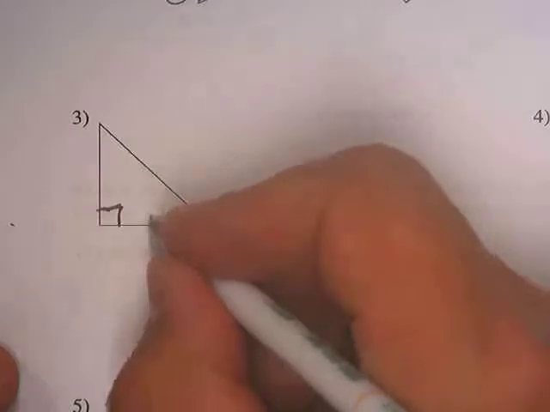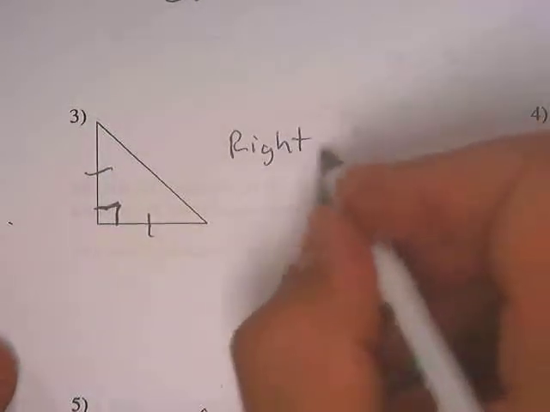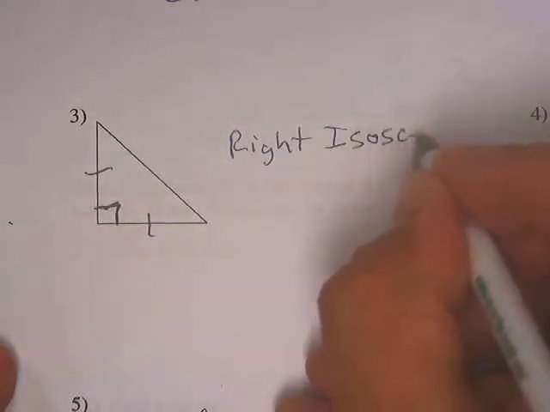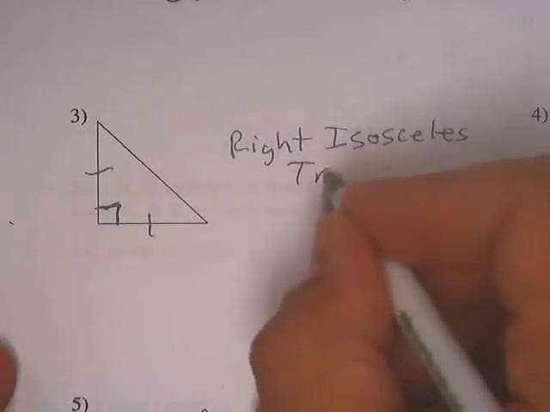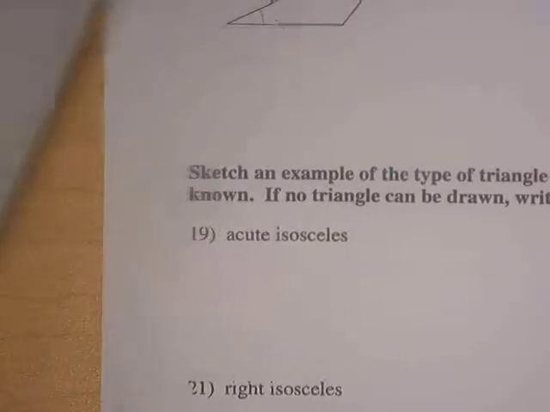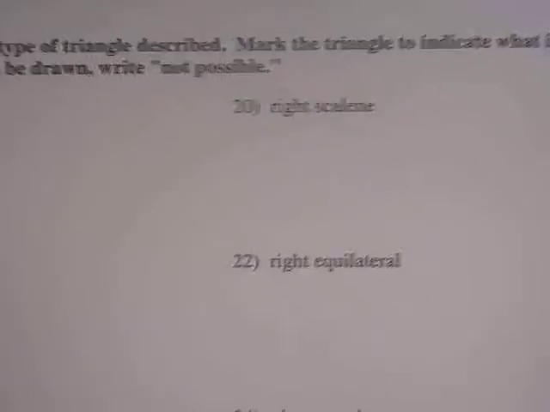Okay, so I go down here to this one. This is a right angle, and it does look like these two are congruent. So it's a right isosceles triangle.